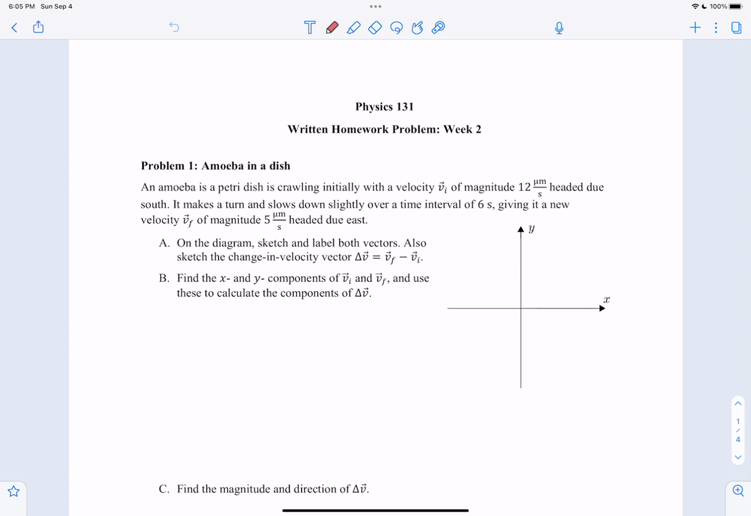Yep, there we go. Hit record on the screen recording, and we'll go ahead and get started here.